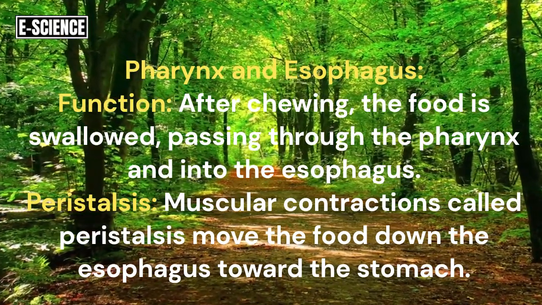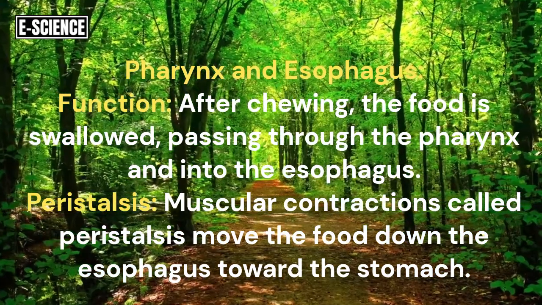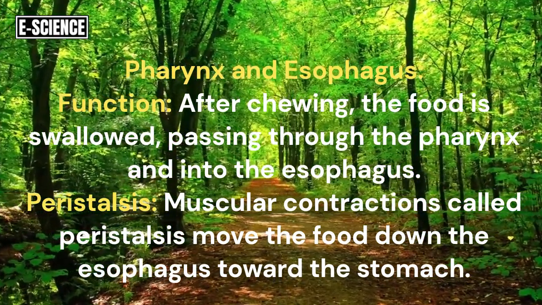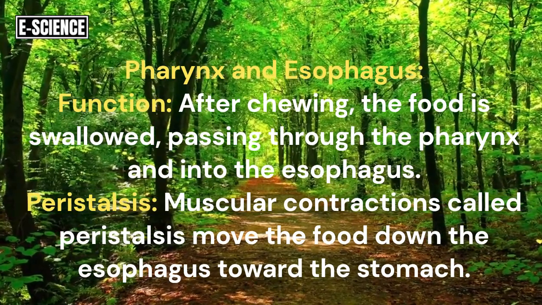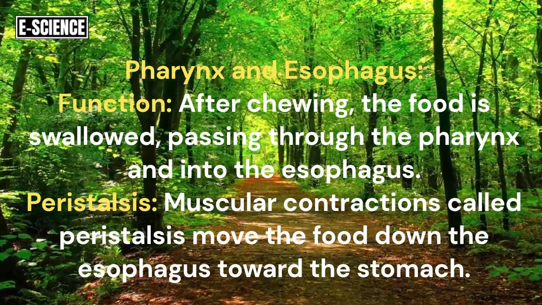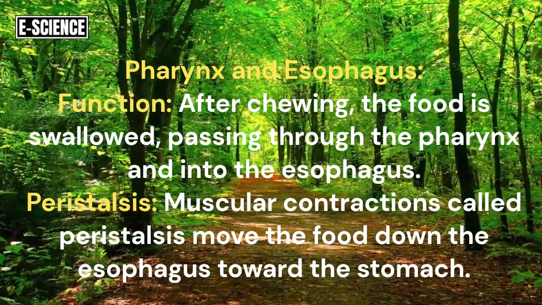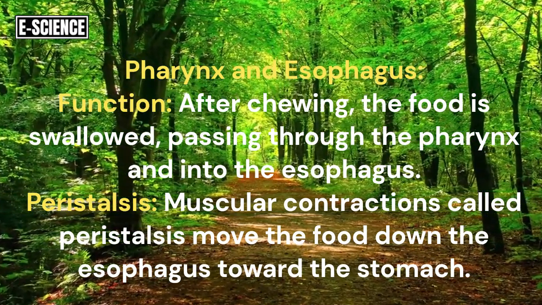Pharynx and esophagus. Function. After chewing, the food is swallowed, passing through the pharynx and into the esophagus. Peristalsis. Muscular contractions called peristalsis move the food down the esophagus toward the stomach.